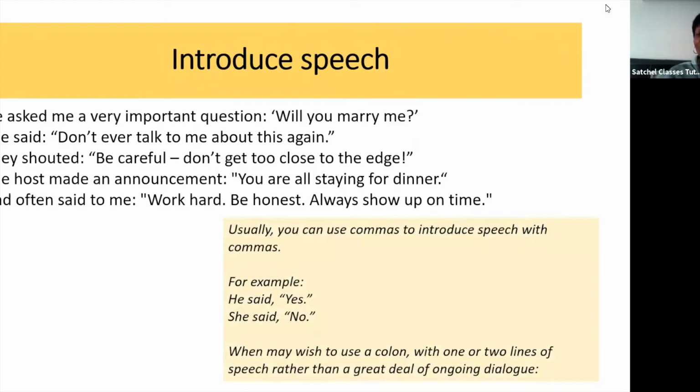Usually you can use commas to introduce speech. So for example, he said, yes. She said, no. But sometimes you may use a colon or wish to use a colon when you only have 1 or 2 lines of speech rather than lots of ongoing dialogue.